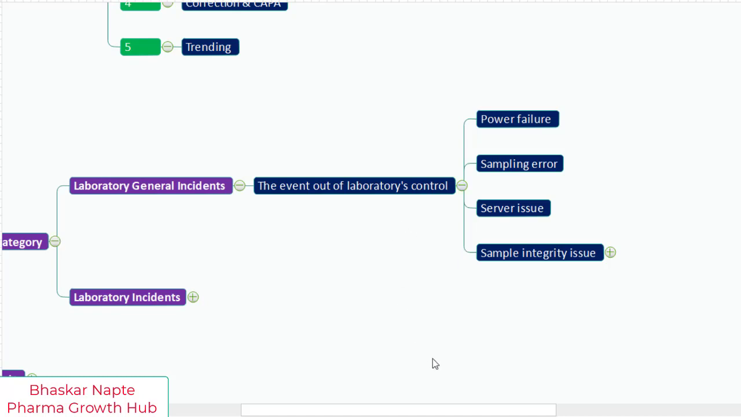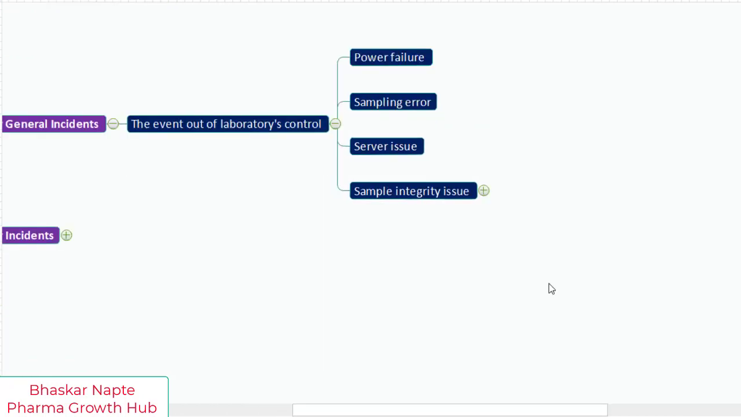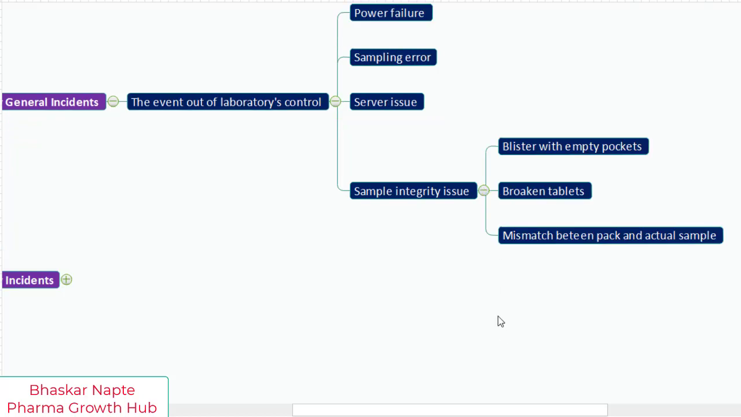Sample integrity issues can also be a very big problem, but which is not in direct control of the lab. Like in case you found that the received sample, which is the finished pack in blister with empty pockets, where each blister contains 10 tablets, but you see that one or two pockets are empty. Now this is a very significant error during the packaging of the drug product, and this failure needs to be investigated by the manufacturing department. You can raise an incident for sure, but you must also intimate quality assurance as well as the manufacturing team so that they will understand what is happening during packaging and will be able to take appropriate CAPA over it.